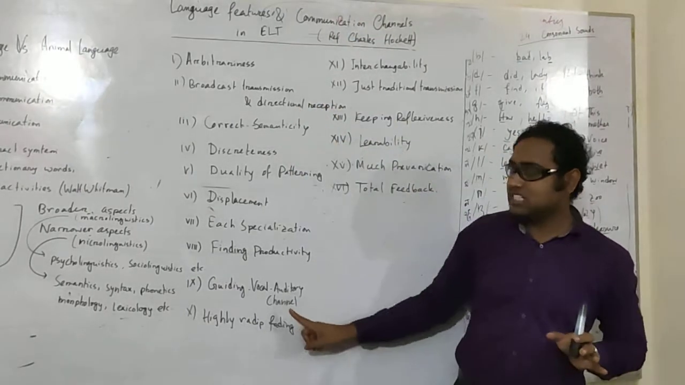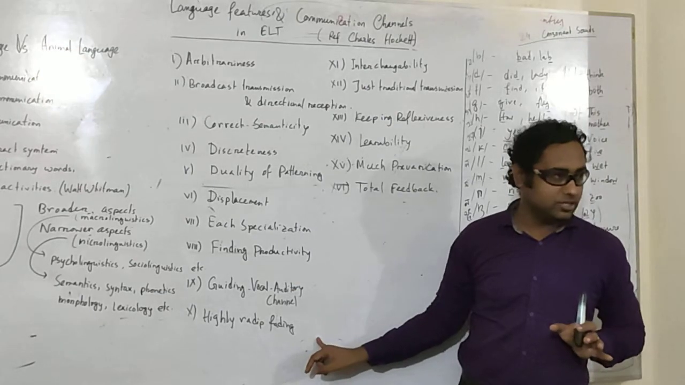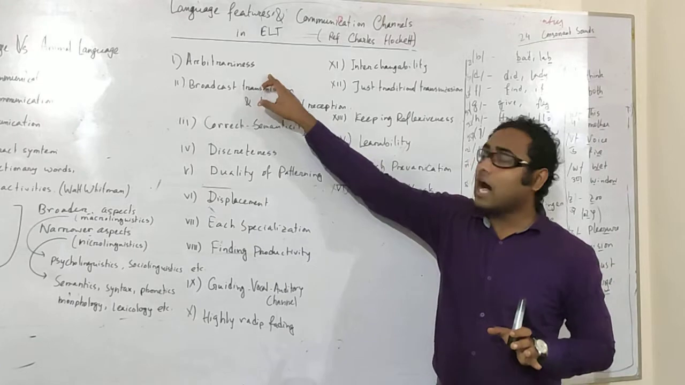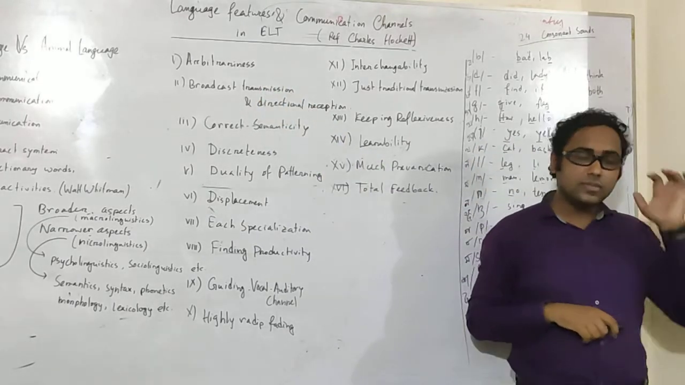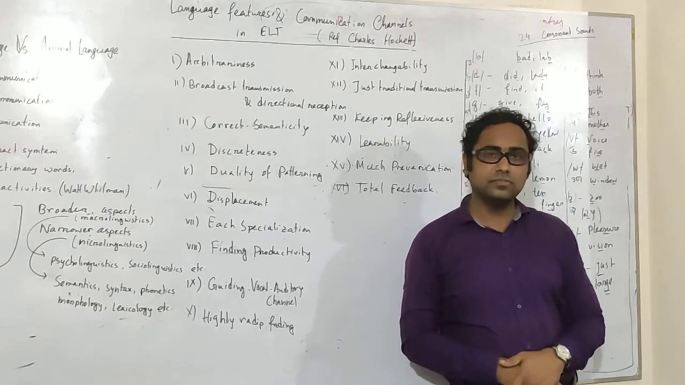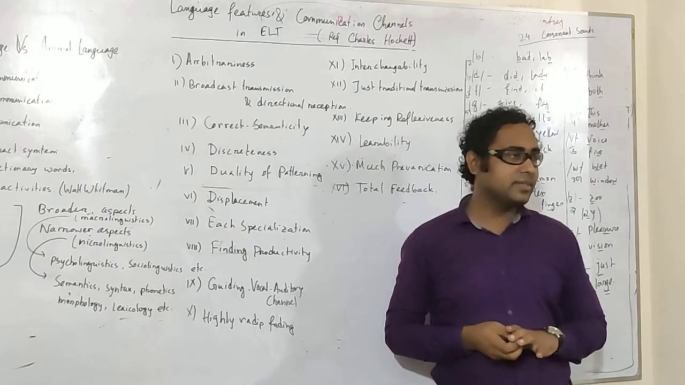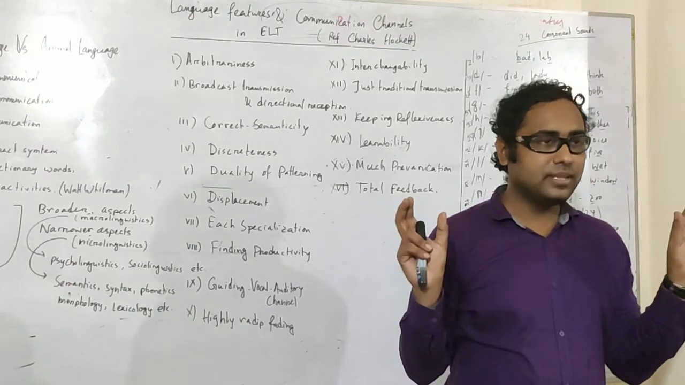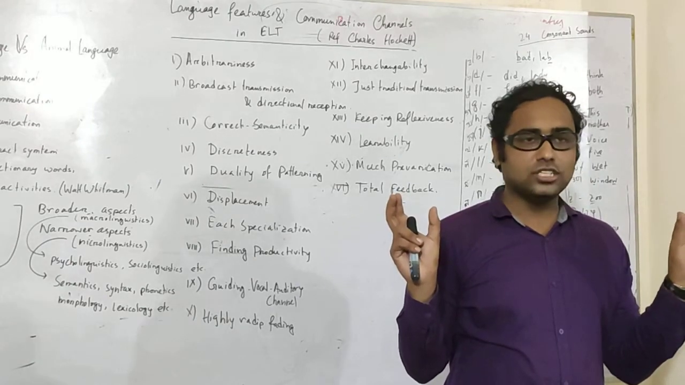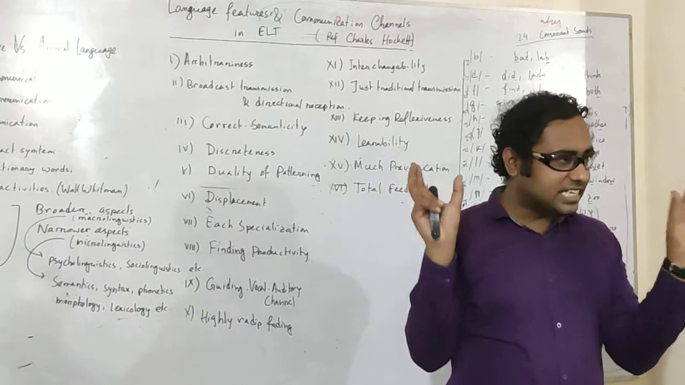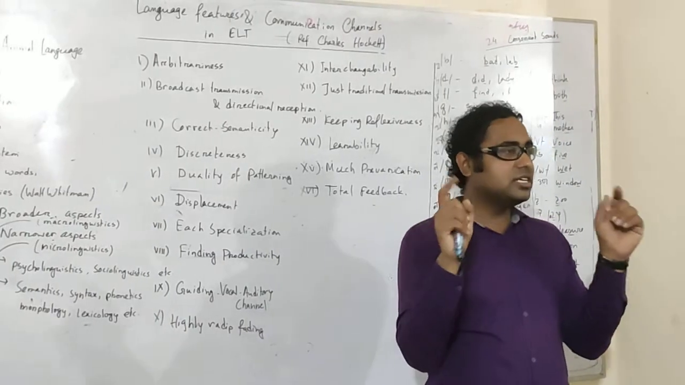Now coming to the main features of communication channels by Charles Hockett. He talked about 16 important elements. So I'd like to express them. First one is arbitrariness. Arbitrariness is a very important feature of language. It says that word, signifier and signified, they are not systematic.